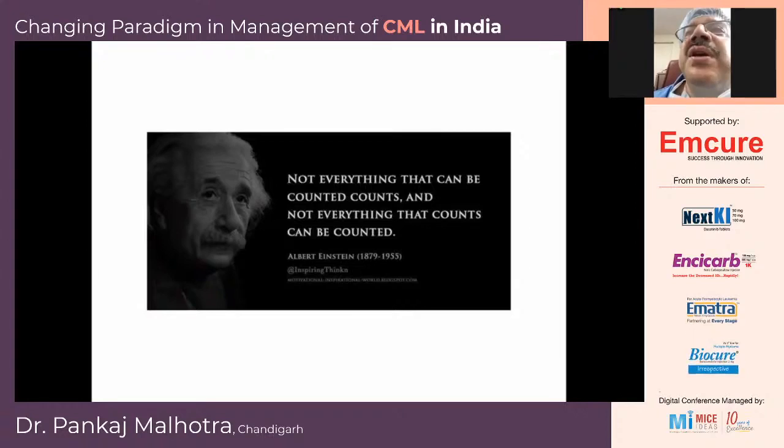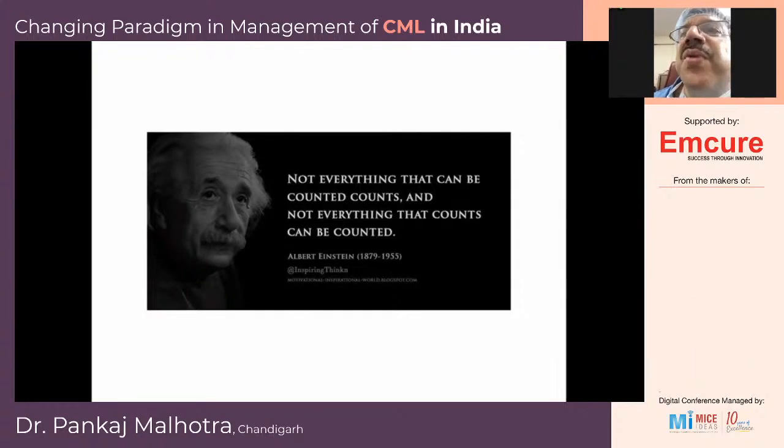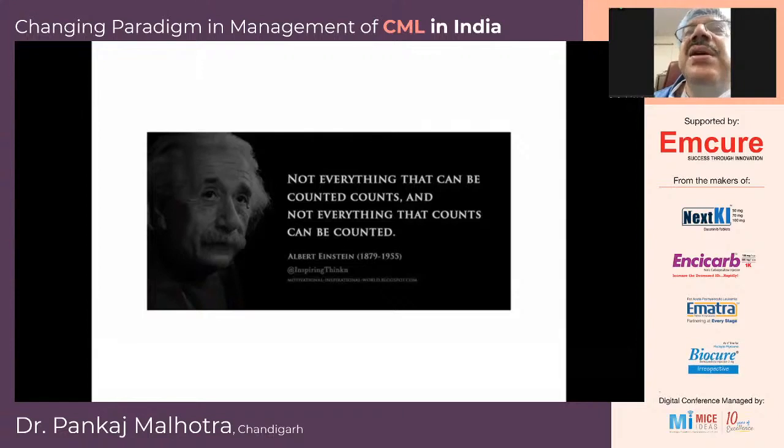Finally, not everything that can be counted counts, and not everything that counts can be counted, from Albert Einstein, on the monitoring of CML.